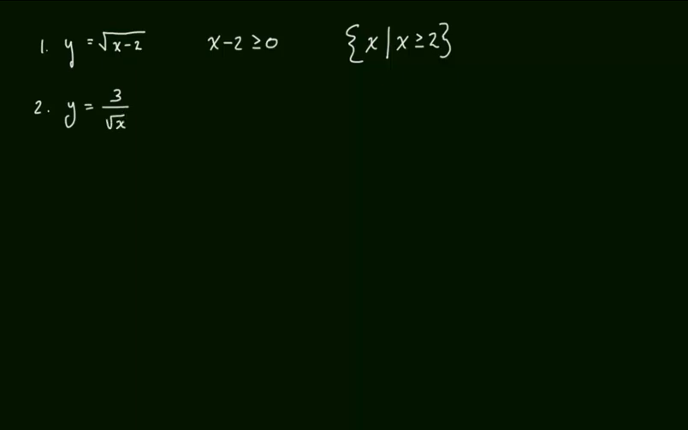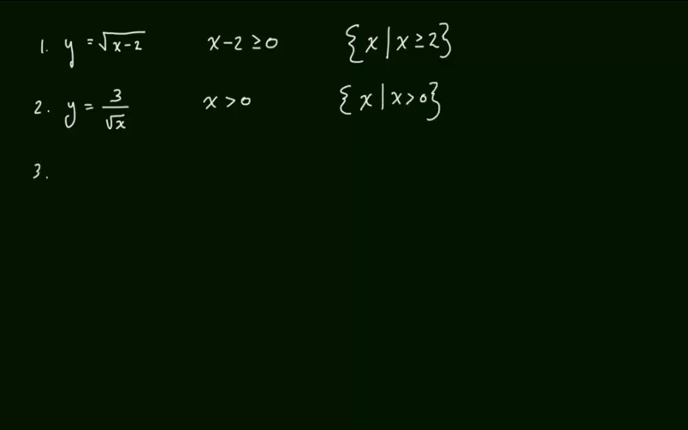The second one, y equals 3 over square root of x. Well, we know that the radicand has to be positive, but we also know we can't divide by 0, so in this case, x has to be greater than 0. x such that x is greater than 0.